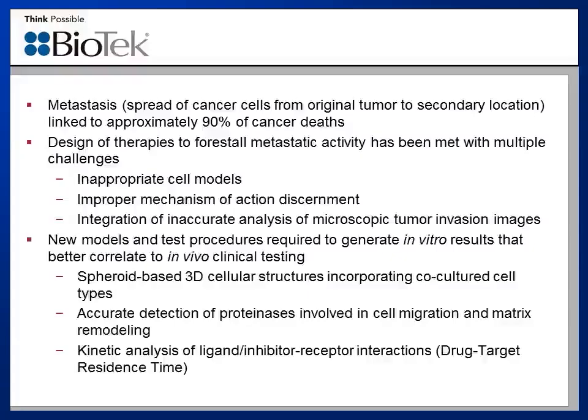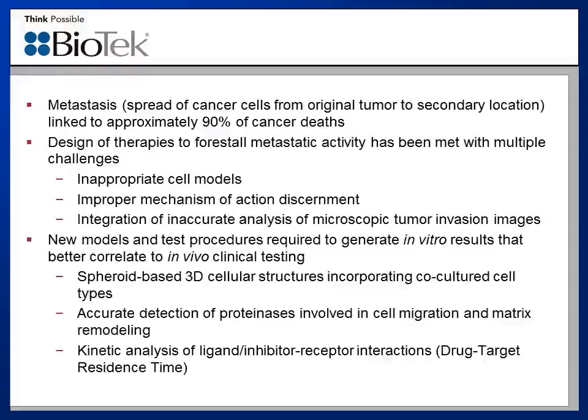Metastasis, or the spread of cancer cells from the site of the original tumor to secondary locations within the body, is linked to approximately 90% of cancer deaths. Therefore, not surprisingly, it is one of the most highly studied processes in all of cancer research.